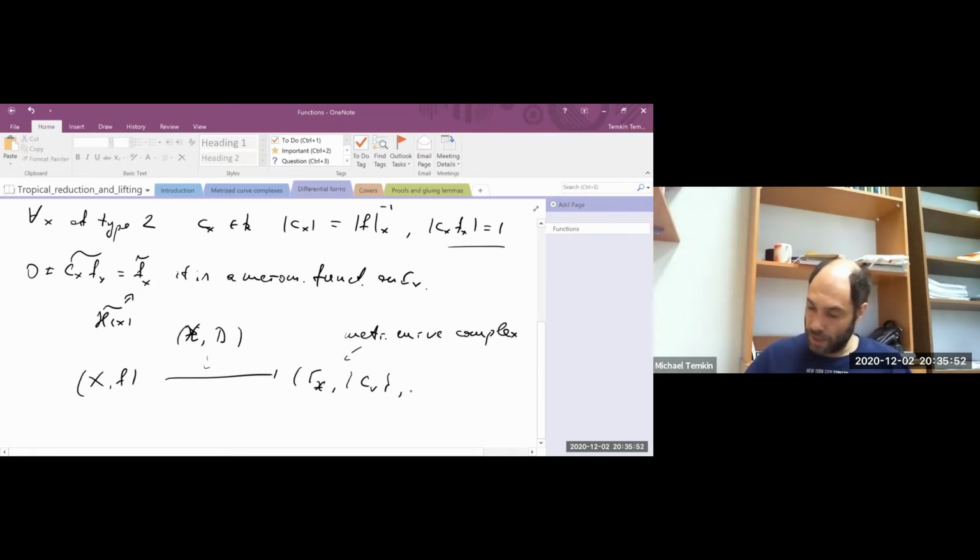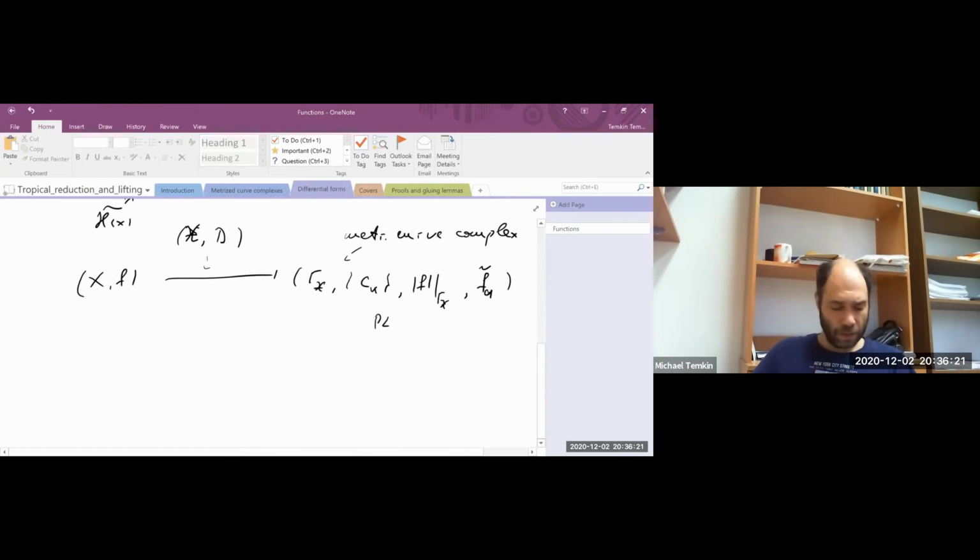And we add the tropical datum of f, which is the absolute value of f restricted to Gamma. This is a piecewise linear function on Gamma, which is linear on edges. And we add also these reductions of f at any point u. Okay, also a meromorphic function on each C u. Now there are some compatibility conditions, but they're very natural.